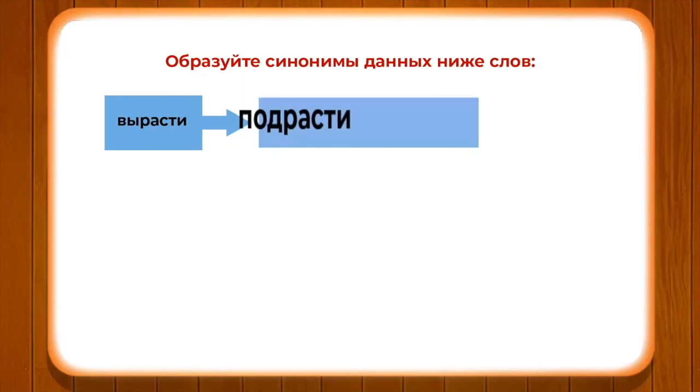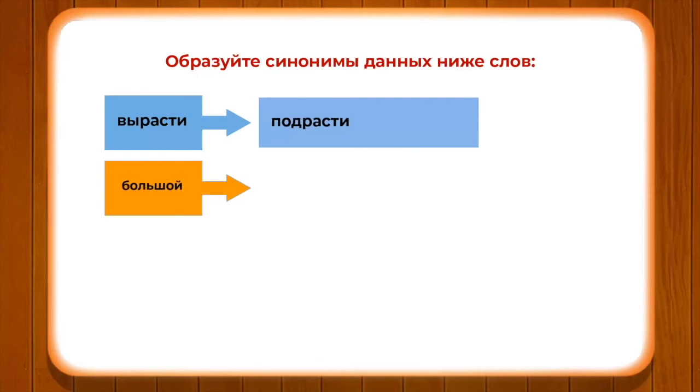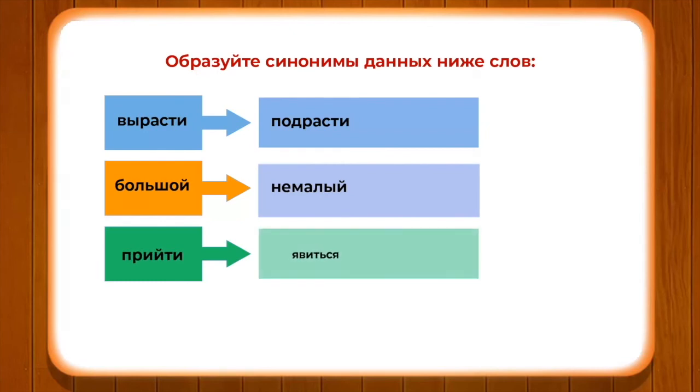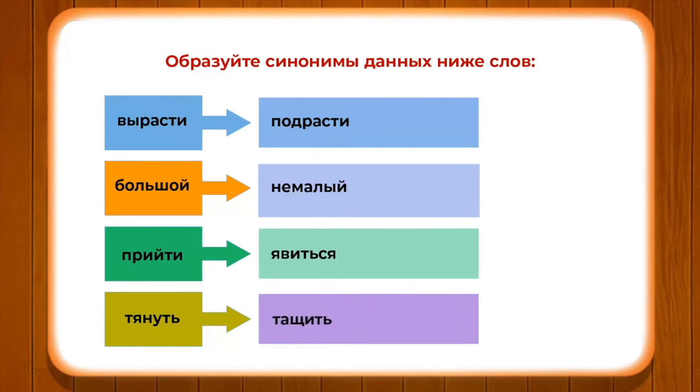So first word we have вырасти. Can you repeat after me? Yes, you. Alright. Вырасти, подрасти, большой, немалый, прийти, явиться, тянуть, тащить. Right, that's good. Молодцы. So let's go to the next part of our module, that is to make antonym of the same words.